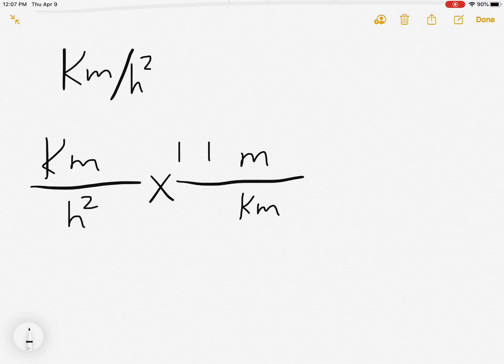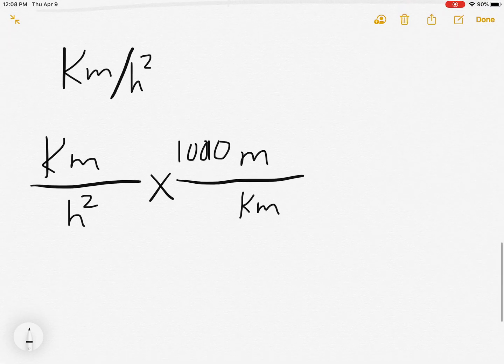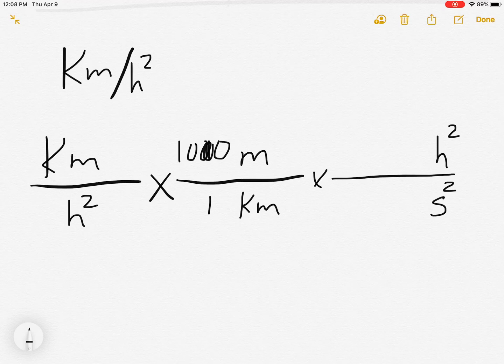That part's easy. 1,000 meters is equal to 1 kilometer. Okay, good. Now what about the bottom? The conversion factor for the bottom is going to be a little different. We're not getting rid of hours, we're getting rid of hours squared. And we're going to try to turn that into seconds squared.